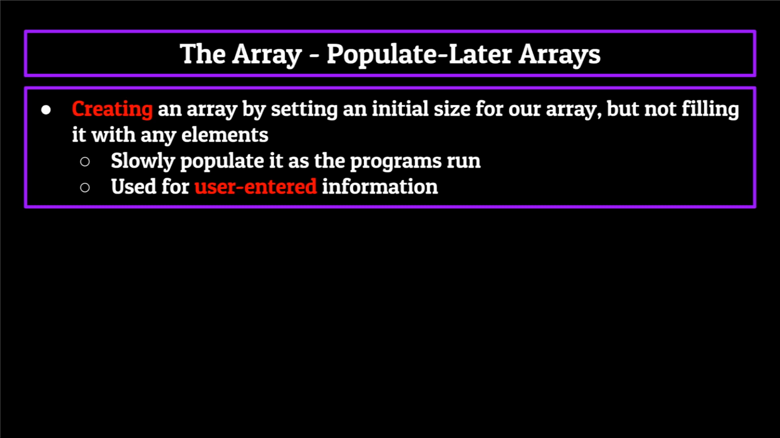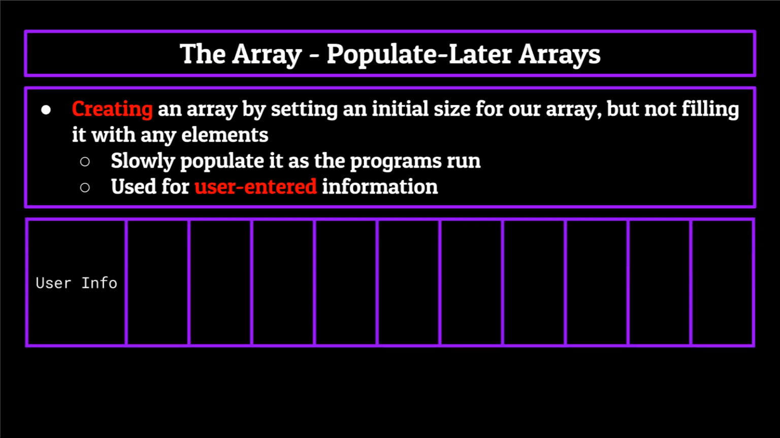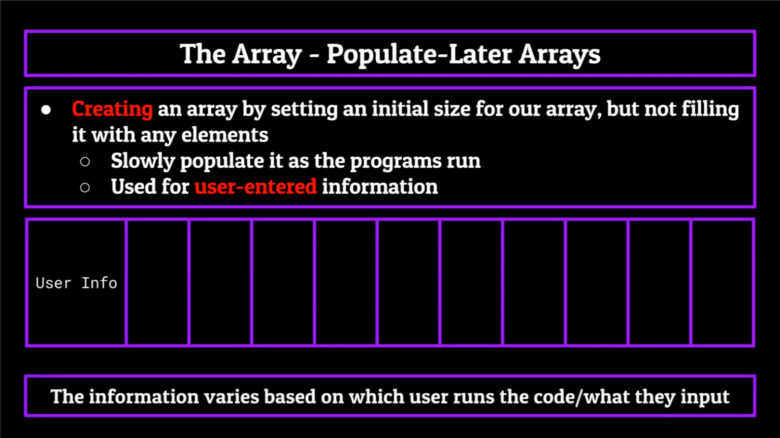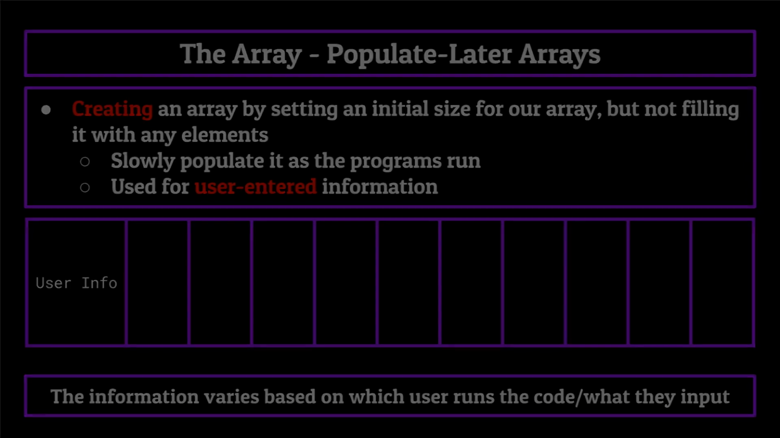This would be used in the case that you don't actually know what information you're going to store in the array, but will as the program runs through. The most common case in which this happens is in the case where the end user will enter information into the program, and then that information will be stored inside the array. Since the information varies based on which user runs the code and what they input during that particular run, we have no way of populating the array as soon as it's instantiated, forcing us to add the information later.